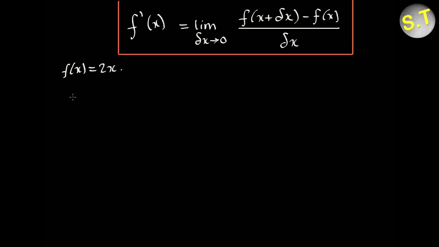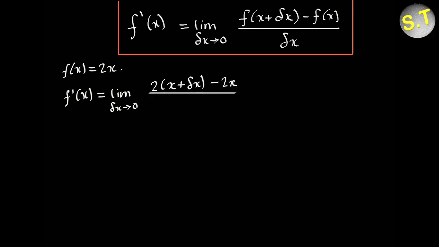So the first example we're going to look at is a relatively simple f of x equals 2x. So if we follow on from the equation, its first derivative, f prime of x, should be equal to the limit as some small change in x approaches 0 of the function f of x plus delta x, which means everywhere we see an x, we need to replace it with an x plus delta x. Take away the original equation, all divided by the small change in x.